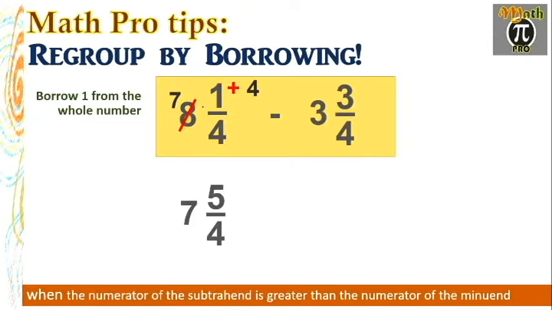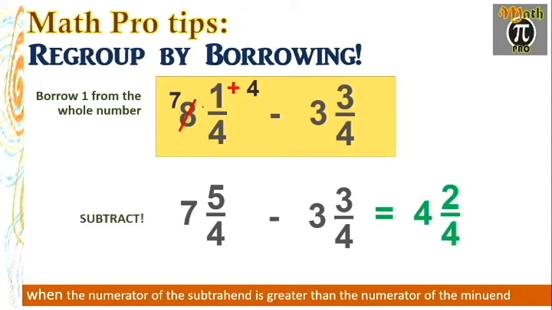So we have now our new fraction, 7 and 5 over 4. Then we can now subtract 3 and 3/4. So the answer will be 4 and 2/4, or in simplest form, 4 and 1 half.